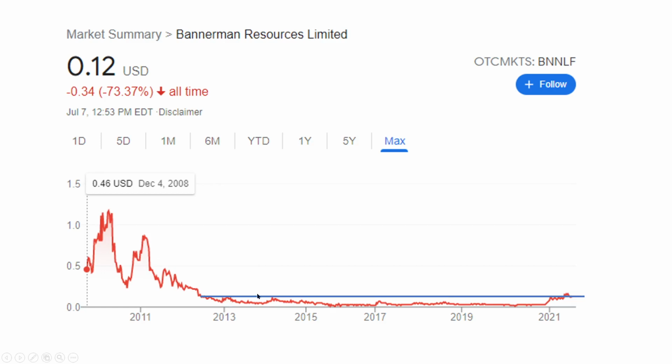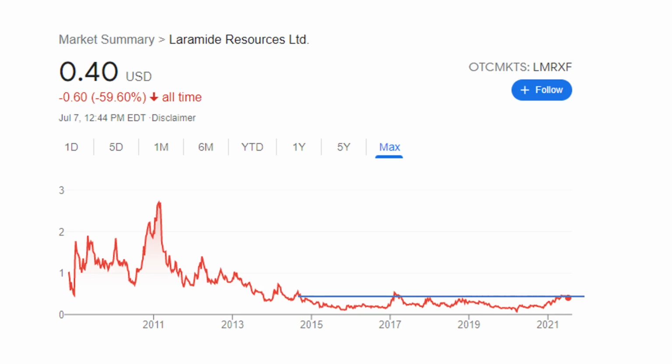Bannerman, same thing. Downtrend to an accumulation phase over a long period of time, and we're trying to break up to create this uptrend move. I own Bannerman. I think it's a good looking chart. Laramide, downtrend, accumulation phase. Now we've got to turn this corner and move to an uptrend.